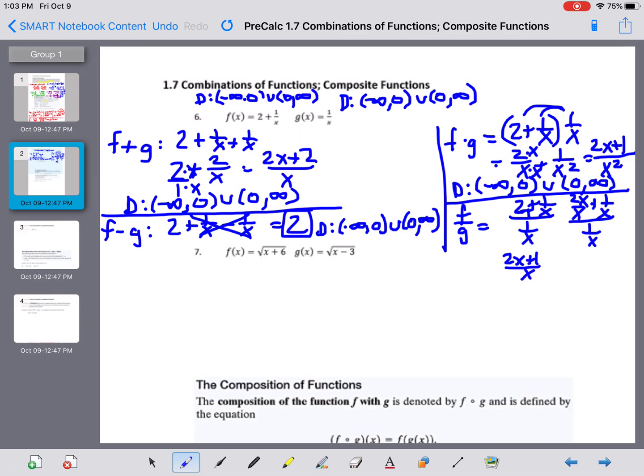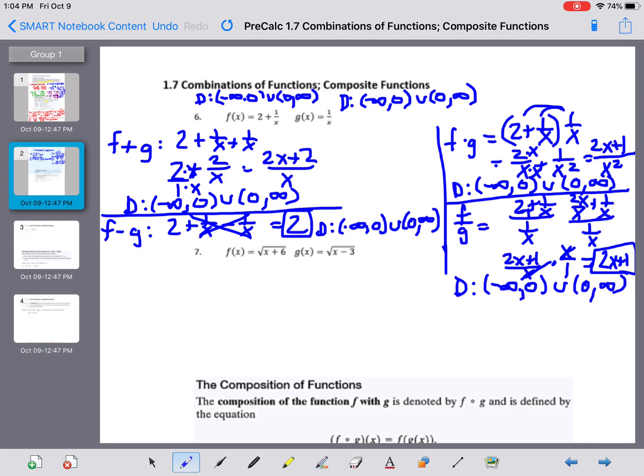I'm going to take that, so keep the top, change to multiplication, flip the bottom, and my x's cancel. And I'm actually left with just 2x plus 1. There's my final answer when I divide. Okay, but once again, even though I have no denominator anymore, my domain has to be set at least with the restrictions I started with. Maybe it can be more restrictive, but it can't be less restrictive. So I still get the negative infinity to 0 in union with the 0 to infinity.